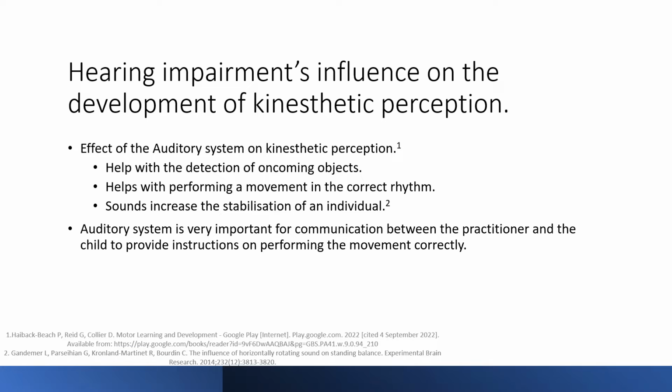Okay, so next we have the influence that hearing impairments have on the development of kinesthetic perception. There are three effects that the auditory system has on kinesthetic perception. Firstly, it helps with the detection of oncoming objects. You can see it through a baseball swing. As the ball comes towards you, you will have a better visual and perceptual view of where the ball is in the air. Then secondly, it helps with performing a movement in the correct rhythm.